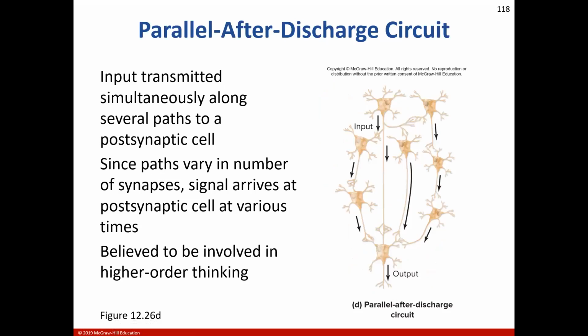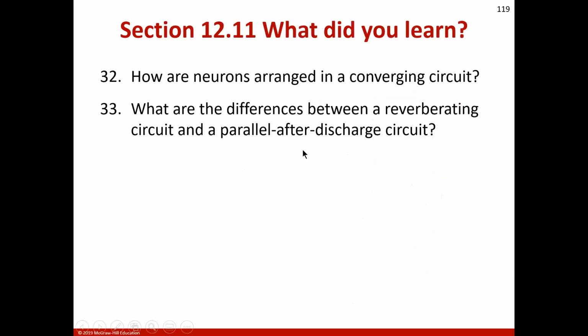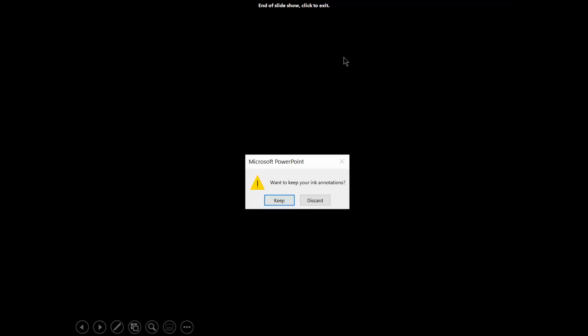Now, this one here is really mathematical, called the parallel after discharge. And you probably use this one to play chess too. So this is a parallel after discharge. It's all going in one direction, if you notice, to get one output, one decision. This one is more mathematical, higher level thinking. They call it higher order thinking. All right, so all good.